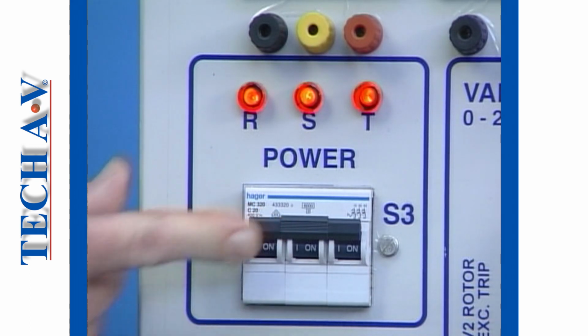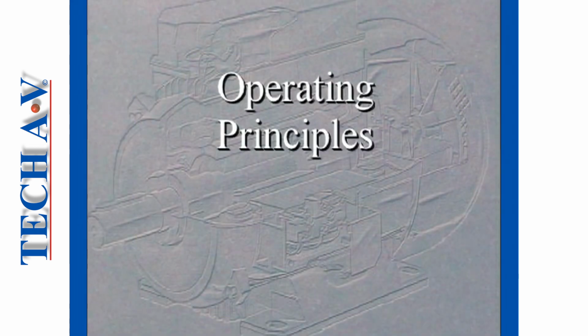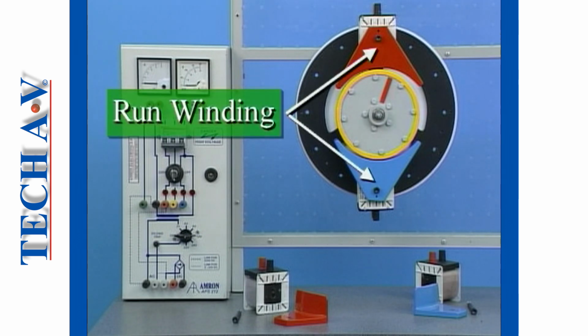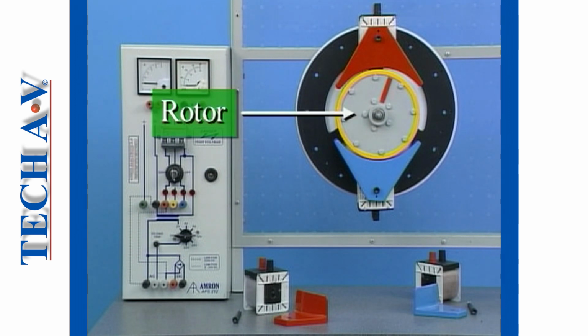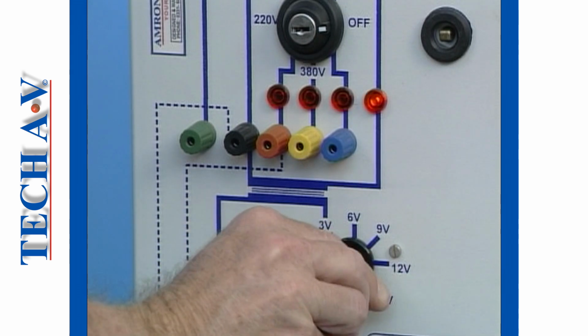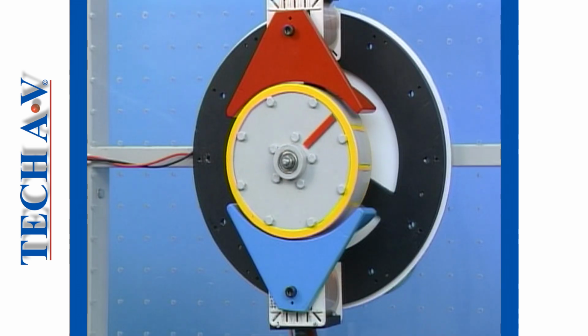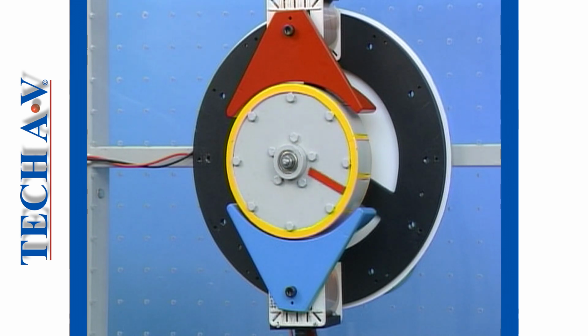Welcome back as we next overview the operating principles of a capacitor start induction motor. In this demonstration, we have a very basic model of a single-phase induction motor featuring a main or run winding and a squirrel cage rotor. When AC power is supplied to the stator coils, a pulsating magnetic field is produced between the two pole faces.